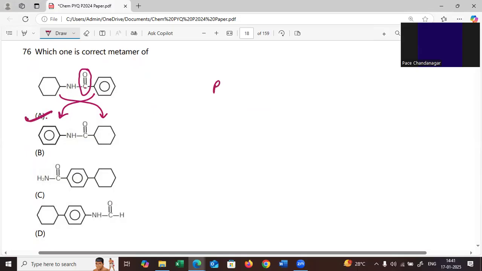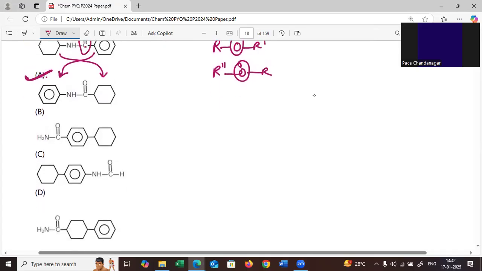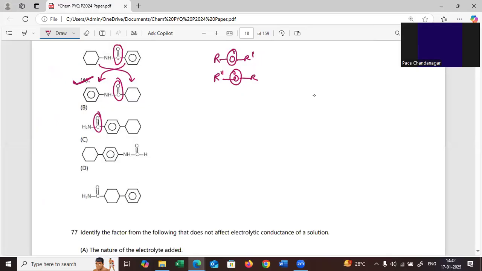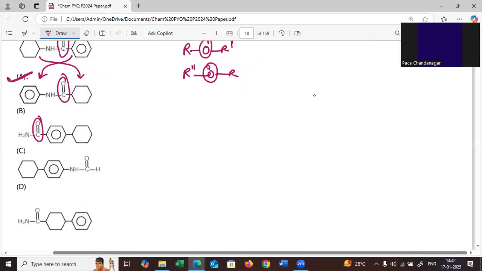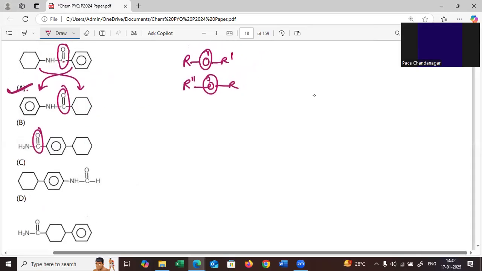For a metamer, like R O R', R'' O and then R somewhere, because this part should not change. Right side and left side, the carbon chain would change. That is your metamer. So option A is right. I don't see anything else there, because with C double bond O, both are coming onto the right side. No, it is not right. You should have carbon chains on both the ends, definitely, but the number and all should change.